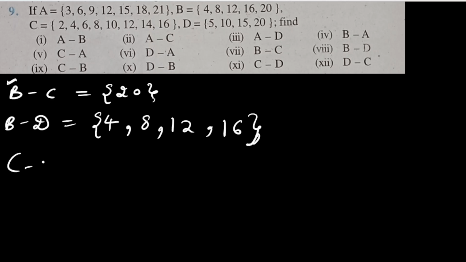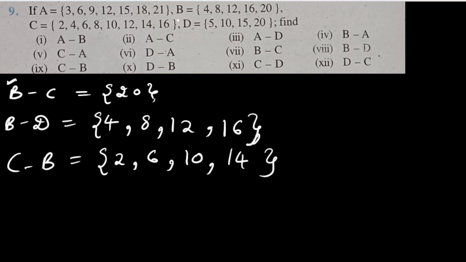Next part is C minus B. So C's elements we have to see. 2 is there, but 2 is not there in B, we can write. 4 is there in B, we cannot write. Then 6 is not there, 8 is there, 8 we cannot write. 10 is not there. Then 12 is there. Then 14 is not there, but 16 is there in B also, so we cannot write that. Then C minus B we have done.